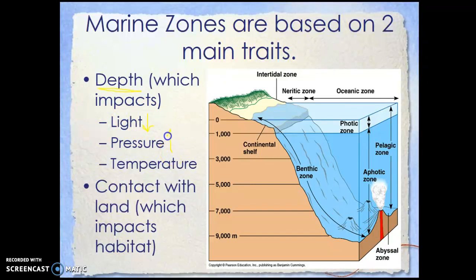The lower you go, the more pressure you're going to have, and the lower you go, the temperature is going to decrease. And this one's really easy to see because when you go swimming in your pool, the top may be really, really hot, but as you dive down deeper to the bottom of your pool, it gets very cold.